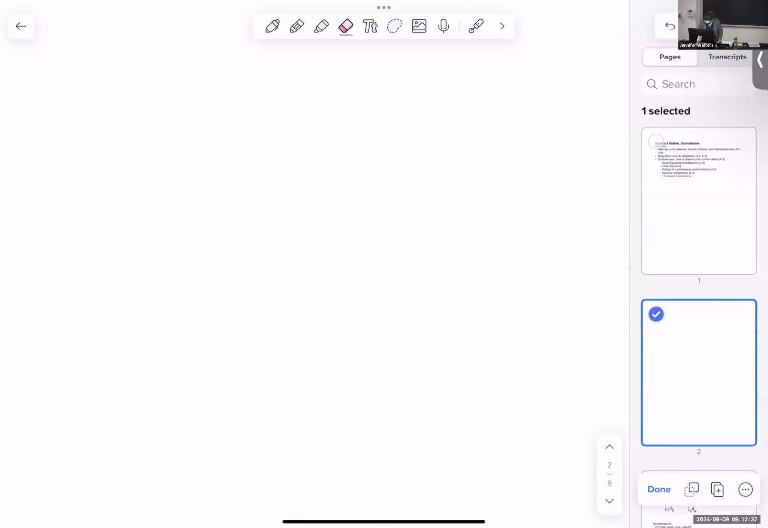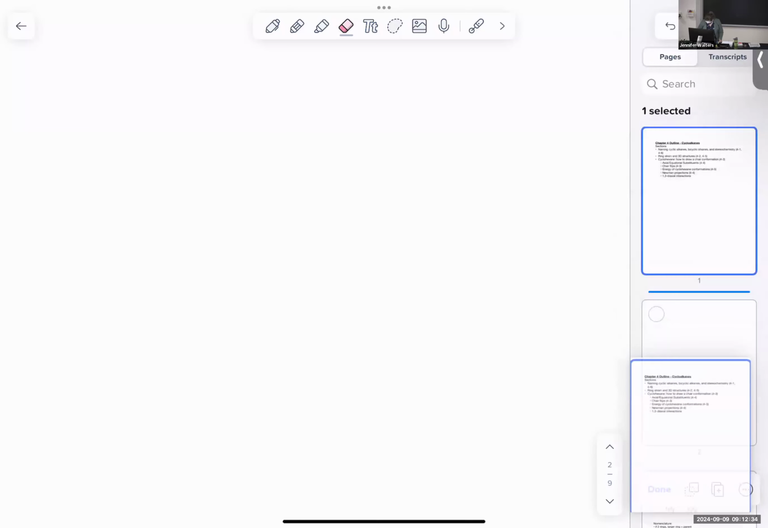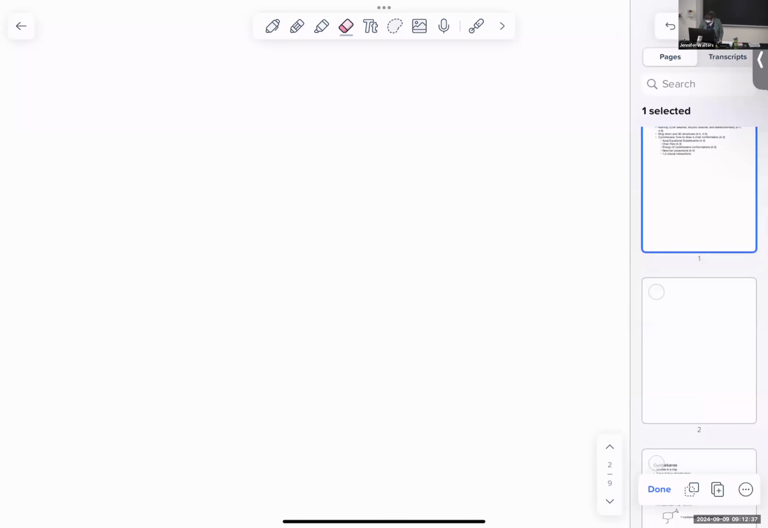Might just have to be after page 1. I don't know why it won't let me move. There it goes. Nope, whatever. Doesn't matter.